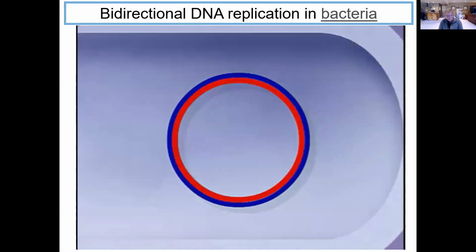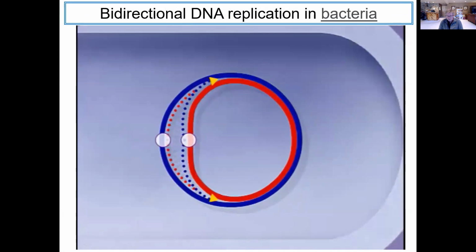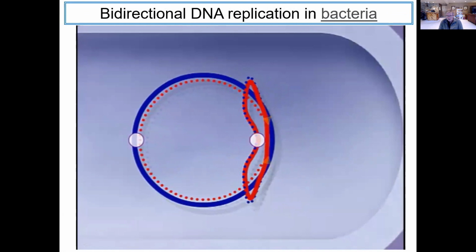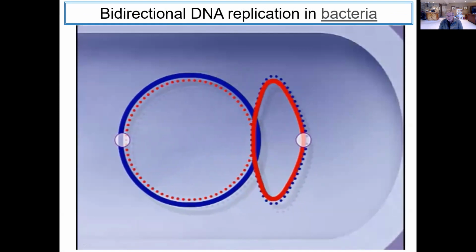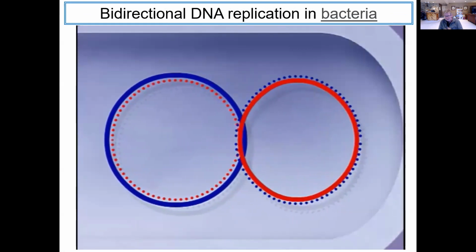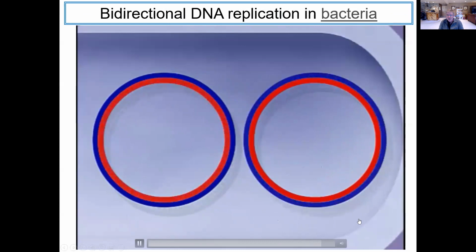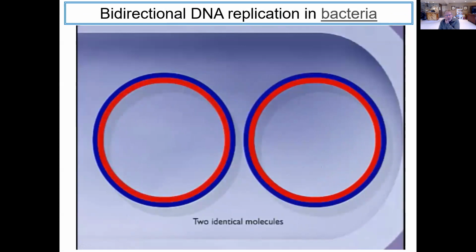Replication begins at a specific site called the origin. The origin replicates, and then DNA replication proceeds in two directions. The two original strands, shown as solid lines, serve as the templates for synthesis of new strands, shown as dotted lines. This is referred to as semi-conservative replication.